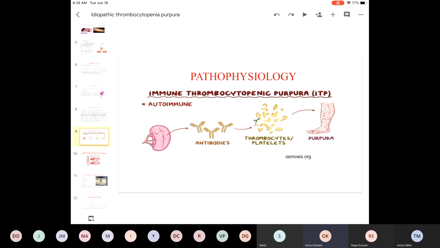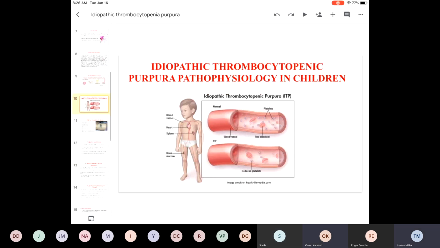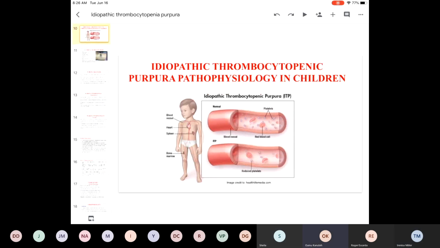This is the pathophysiology of ITP. The body produces antibodies against platelets, like explained in the other slide, and it leaves the platelets to be destroyed, leading to purpura, which are like small purple dots that occur when blood leaks onto the skin. Next slide. This is also the pathophysiology of ITP in kids.